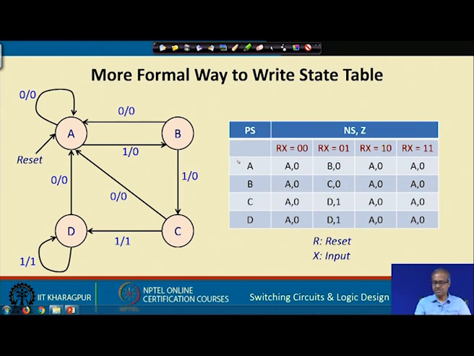Okay? So, this is a way to express the state table in a concise way. In all our examples subsequently, we shall be using this concise notation of the state table to represent a functional behavior.